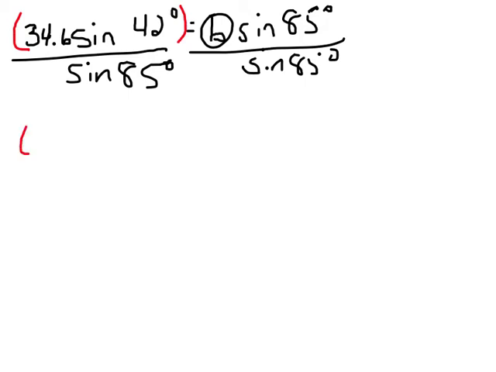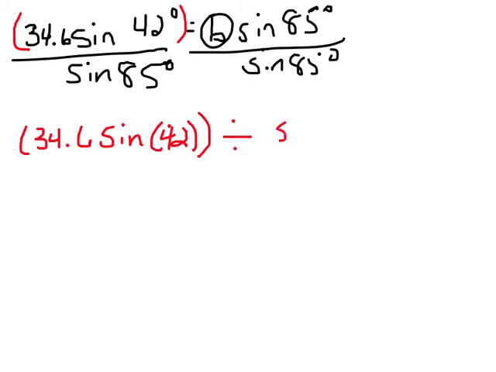So when I type this in, it's going to look like 34.6 sine. The calculator's going to open a parentheses. I'm going to type 42, and close that parentheses. That's the end of my numerator. So I put another parentheses, and then I'm going to put the divide for the fraction bar. Then I hit sine, the calculator opens a parentheses, I put 85 there, and close the parentheses. So that's what I'm going to be typing in case you're having a hard time. Did you get it already?